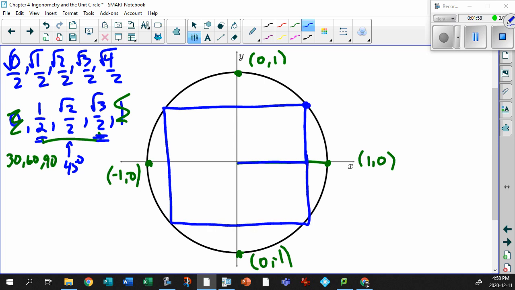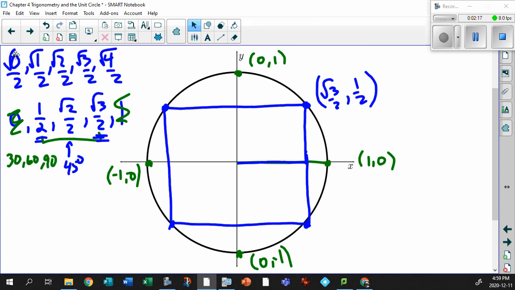Every one of the points on that rectangle are going to be root 3 over 2, 1/2, based on the signs. Right? So that's going to be negative root 3 over 2, 1/2. That's going to be negative root 3 over 2, negative 1/2. That was going to be positive root 3 over 2, negative 1/2. Right? Right.